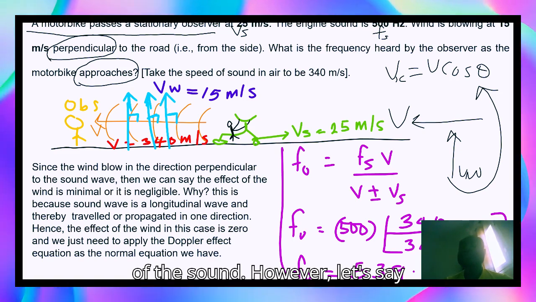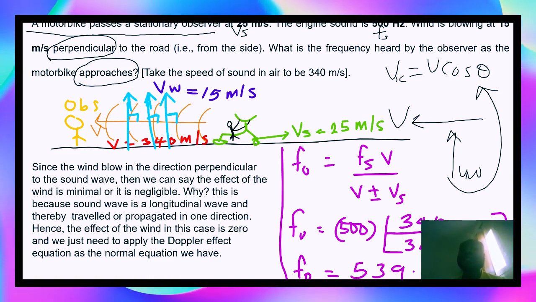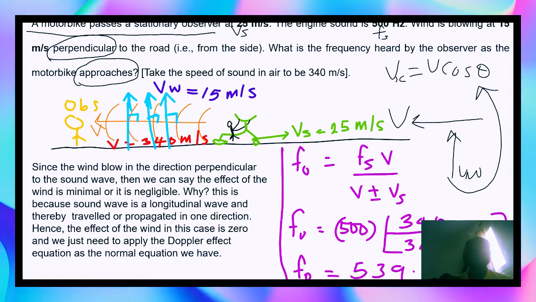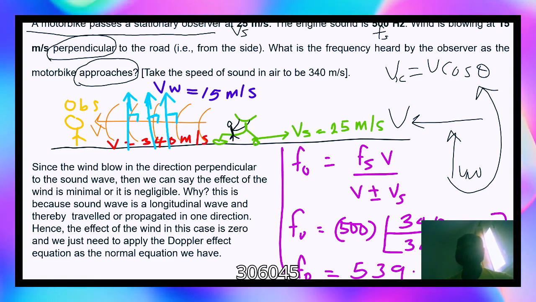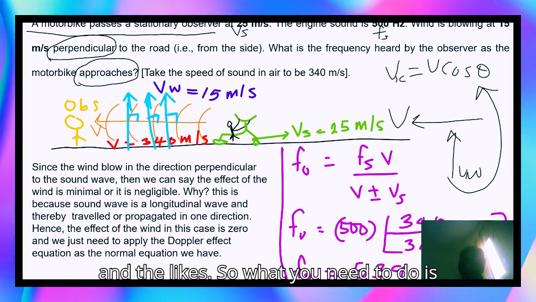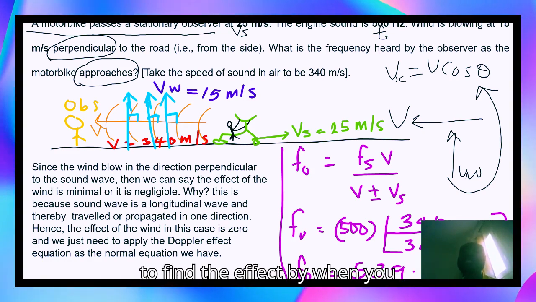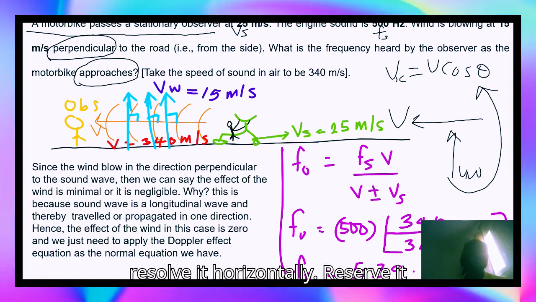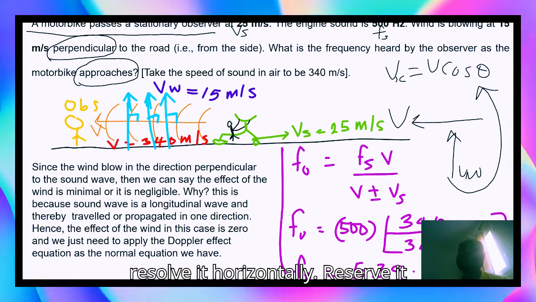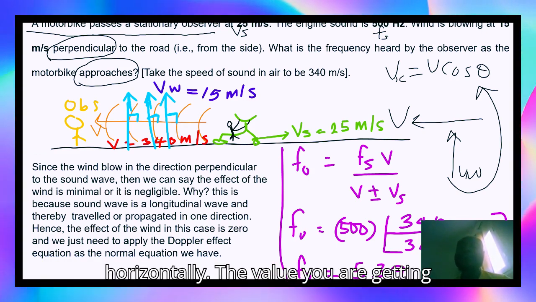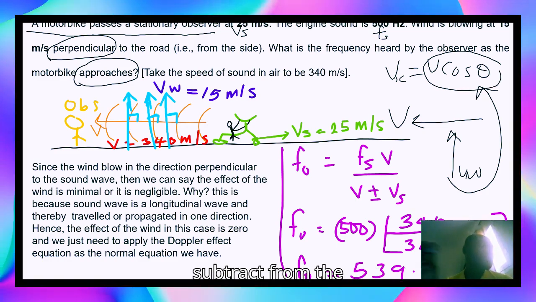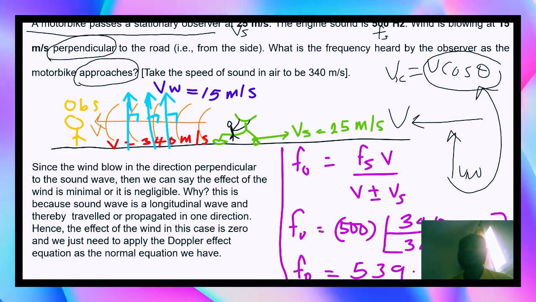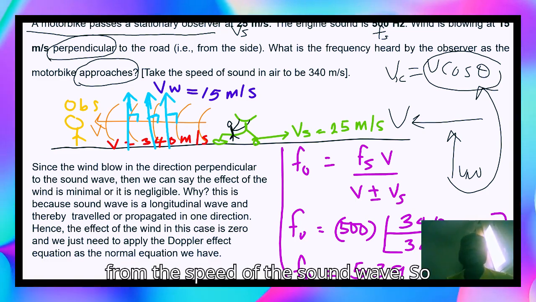However, let's say it is not perpendicular, but at an angle. Let's say the angle of 30, 60, 45, and the likes. So what you need to do is to find the effect when you resolve it horizontally. The value you are getting from here is what you now either add or subtract from the speed of the sound wave.